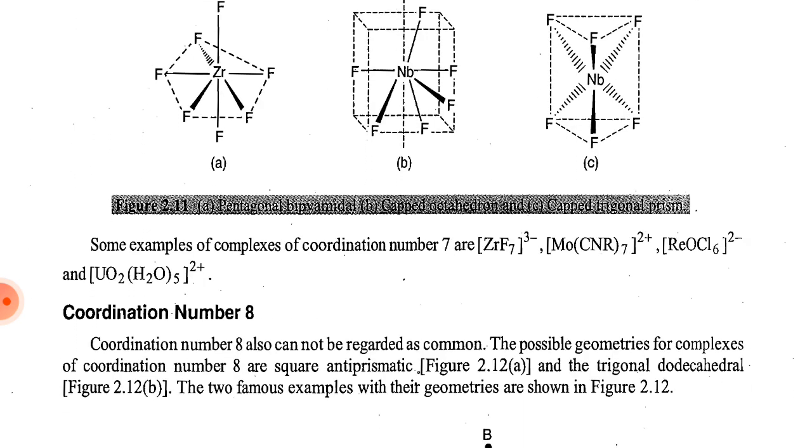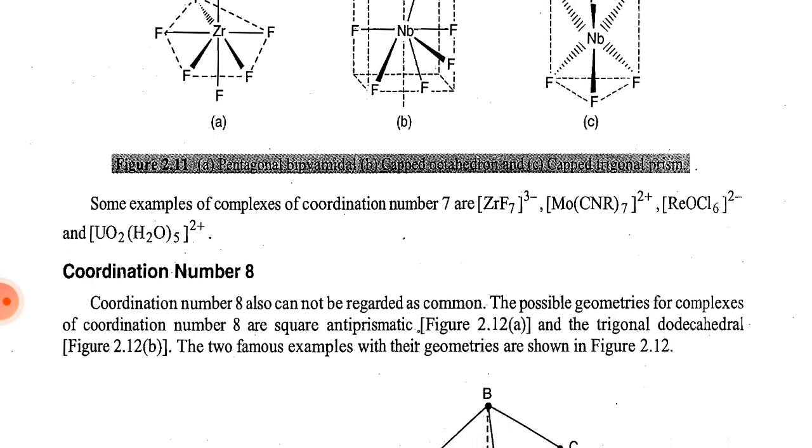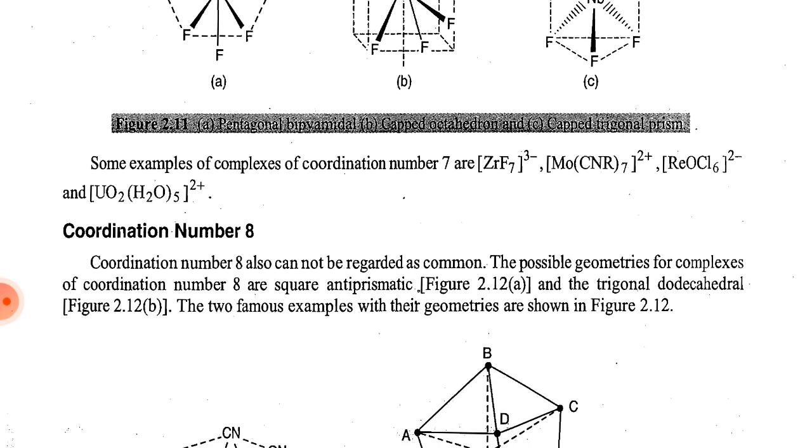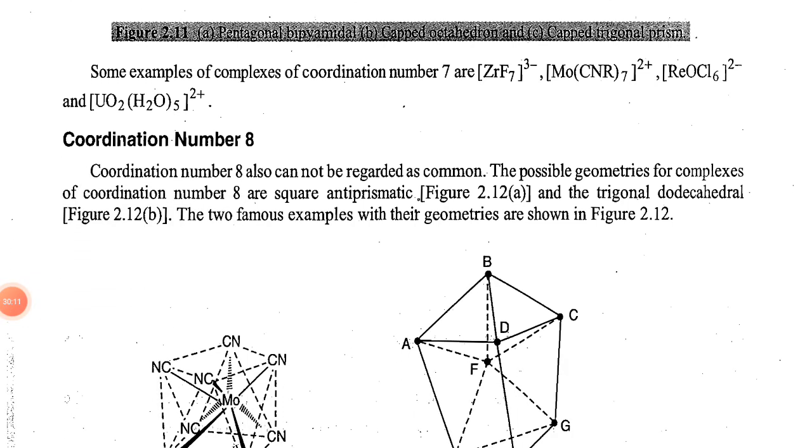Some examples of complexes of coordination number 7 are [ZrF7]3-, [Co(CN)7]2+, [ReOCl6]2-, and [UO2(H2O)5]2+. Coordination number 8. Coordination number 8 can also not be regarded as common.